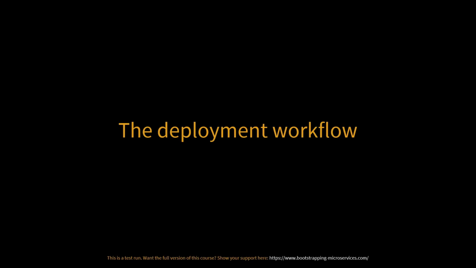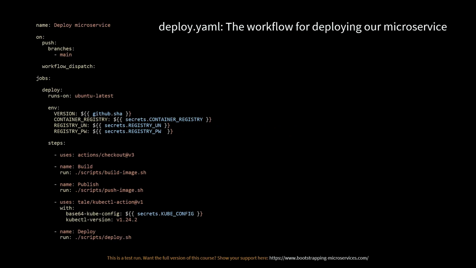We have created and locally tested our shell scripts for deployment. And now we can start to create our deployment pipeline. We'd like to be able to invoke these shell scripts from our GitHub Actions workflow. And here we are at the deployment workflow for our video streaming microservice.